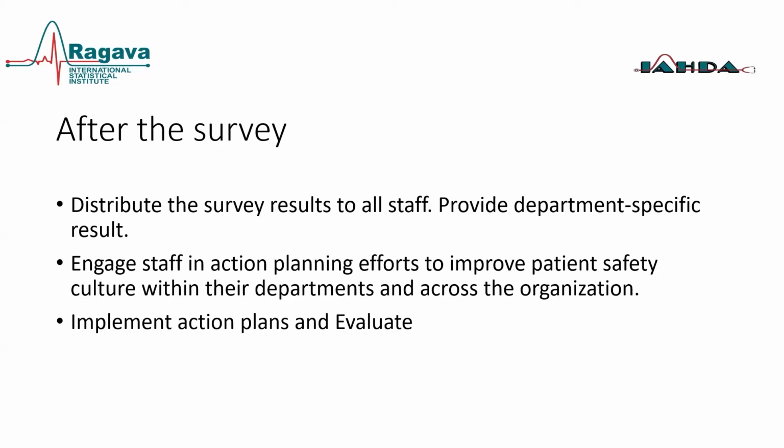There is a positive score from each department, and there is comparison, there is a p-value, there is a standard deviation for each one. Excellent. Now, what do we need to do? Immediately distribute the survey results to all staff. Provide department-specific results. Sharing is more important. If you share only in front of JCI or any surveyor, what is the use?